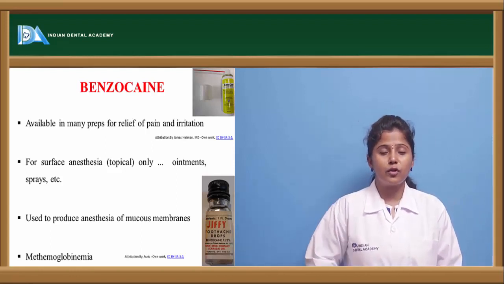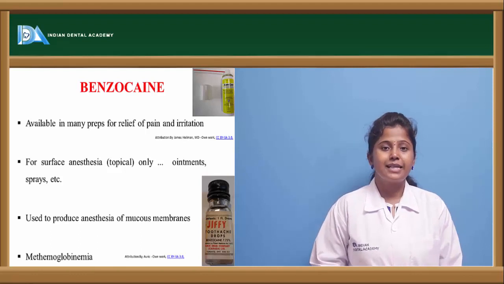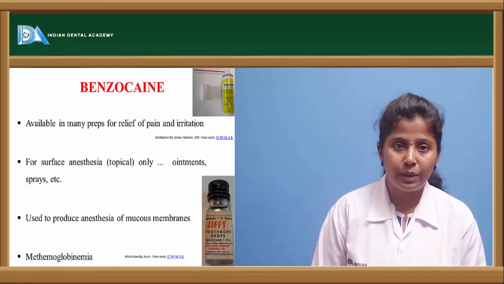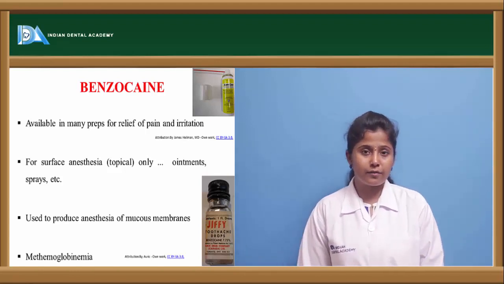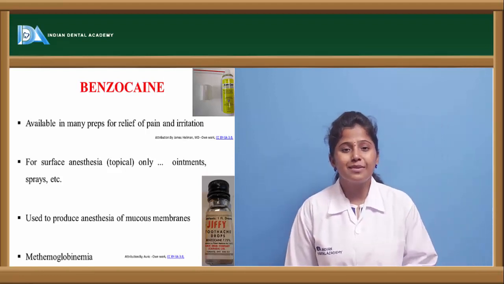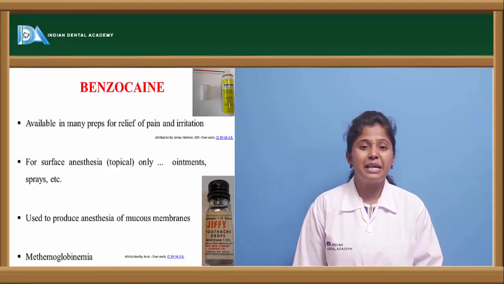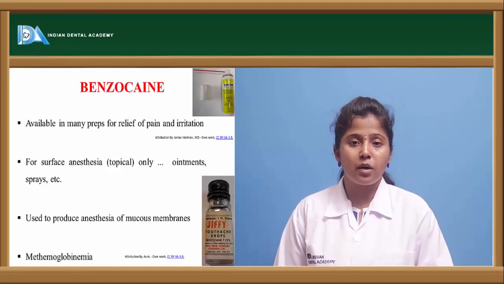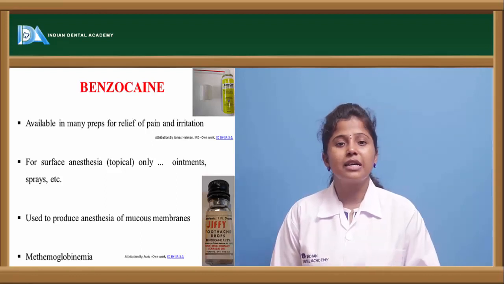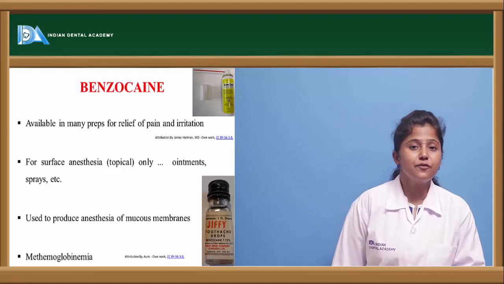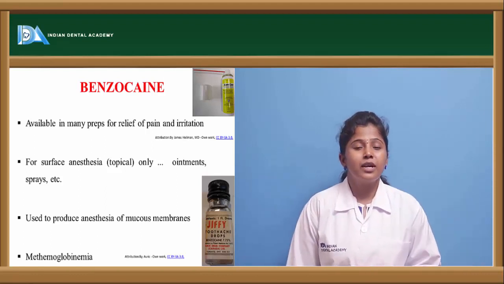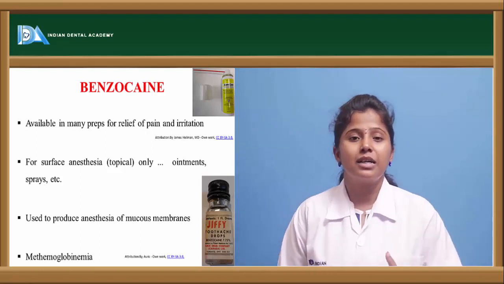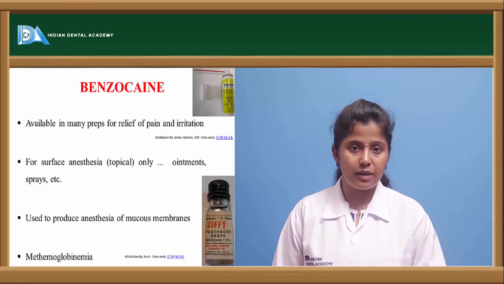So if we have to cause numbness to the mucosal membrane, then benzocaine is more preferable, and it induces methemoglobinemia. If we use benzocaine for a longer period of time, it may cause methemoglobinemia. This is a condition where methemoglobin is produced, where the hemoglobin structure contains ferrous ion, that is Fe2+. This ion is converted to Fe3+, forming methemoglobin, thereby decreasing the oxygen carrying capacity of the hemoglobin or RBC.